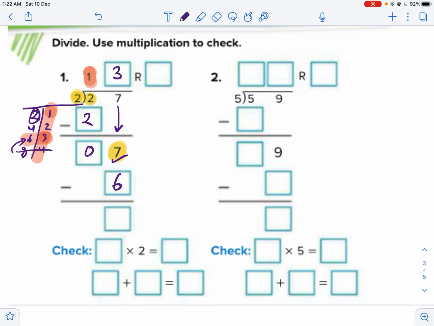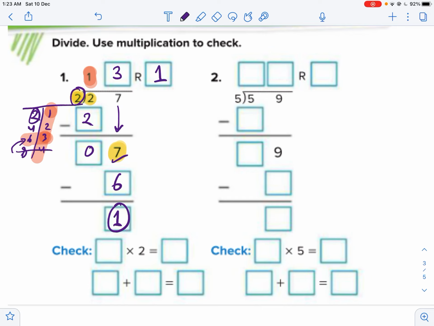Then you subtract. 7 minus 6 is 1. And the 1, let's take it now. Try to divide it over this 2. Now, the 1, as you can see, is less than the 2, so we cannot divide it. So this 1 is going to be our remainder.